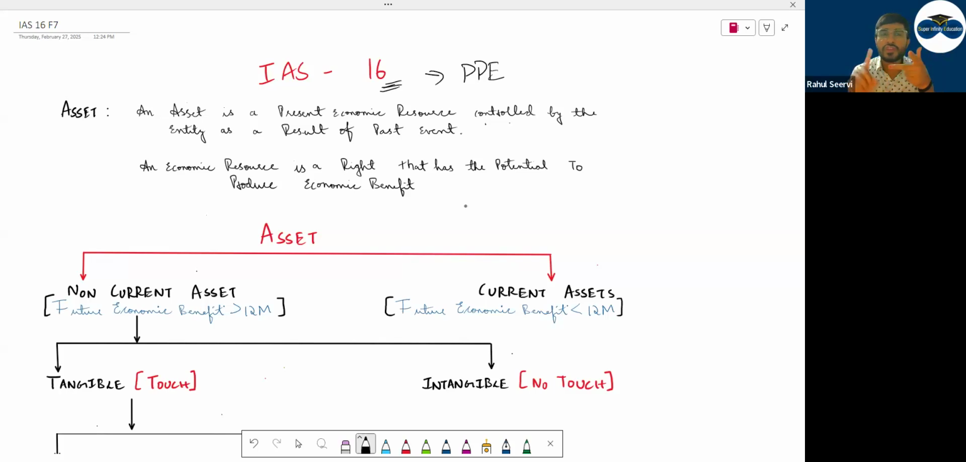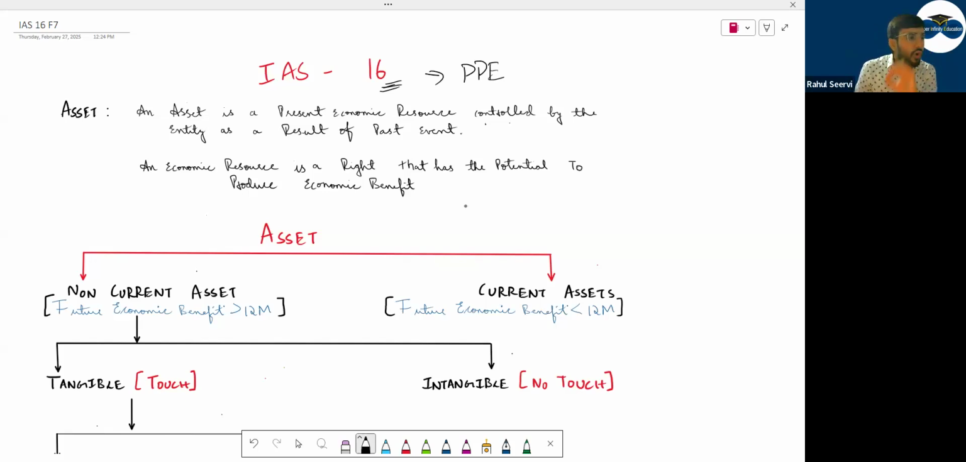Then measurement. Recognition is when should you record; measurement is at what value you should record. Then presentation: where will you show this? Current, non-current. Where will you show the depreciation, etc. Then the next one, derecognition: when will you derecognize the liability or asset? Then the last one is disclosure. What are the disclosures required for a particular standard?